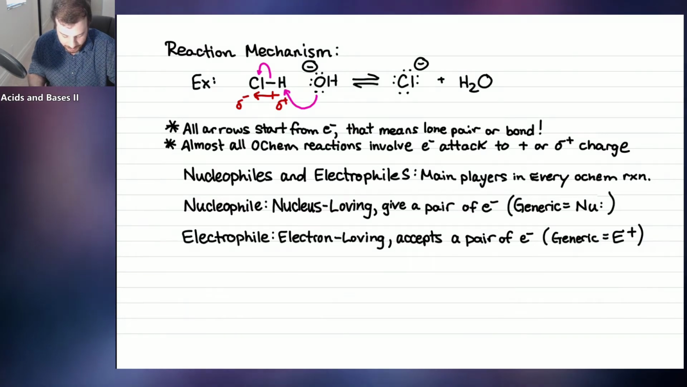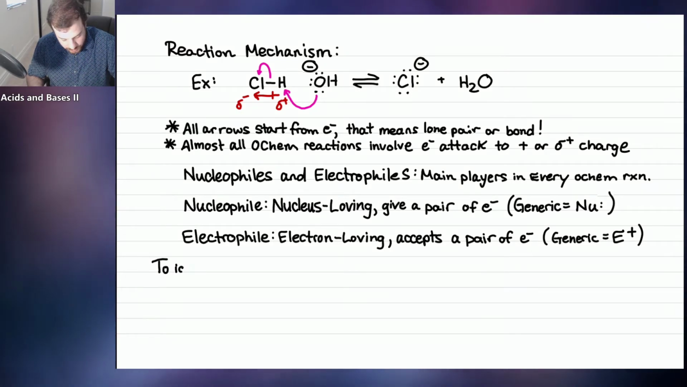So if you look at the example above, hydroxide is acting as a nucleophile because it's giving a pair of electrons, versus HCl is acting as an electrophile because it's the target of those electrons. So each molecule is either going to be a nucleophile or an electrophile, generally speaking, in an organic reaction. And you can also have things like the electrophilic center. So a particular atom inside of an electrophile can be the most electrophilic atom, and you can call that the electrophilic center. So how do we identify nucleophile and electrophile?